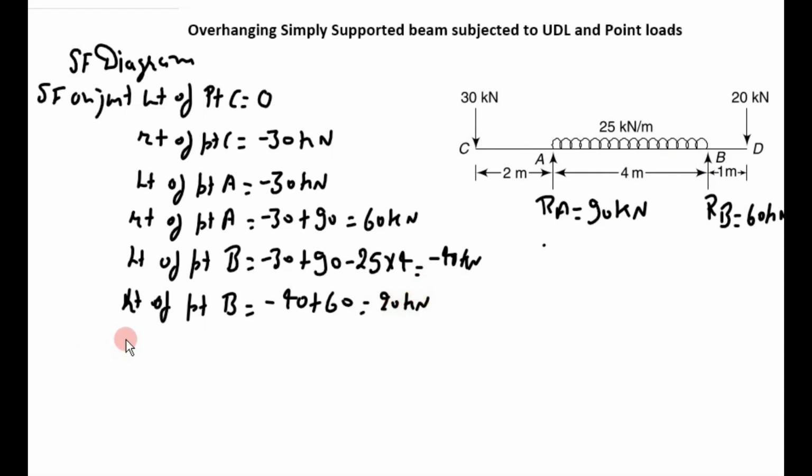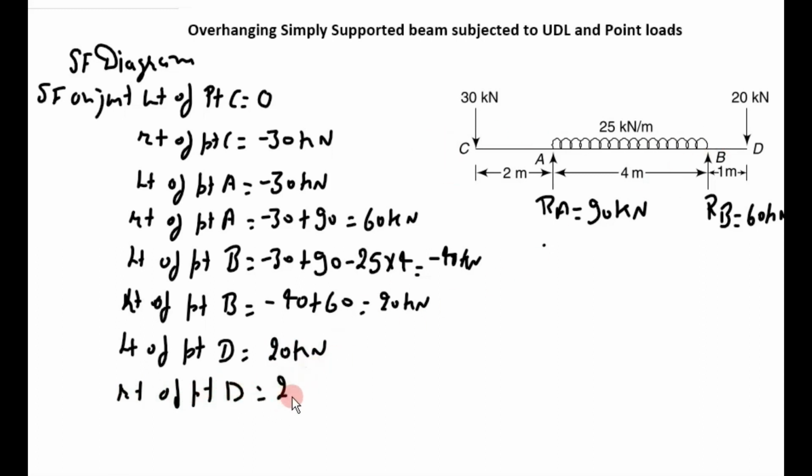The next point, the last point, is D. Just left of point D, again 20 kilonewton. Then just right of point D, sum up all leftward forces. So 20 up to just left, and just right include the minus 20. So net becomes 0. Now we have to plot all these values on a reference line.